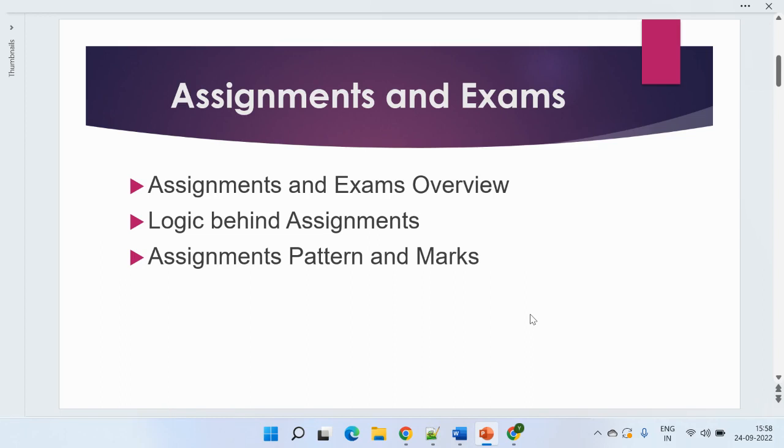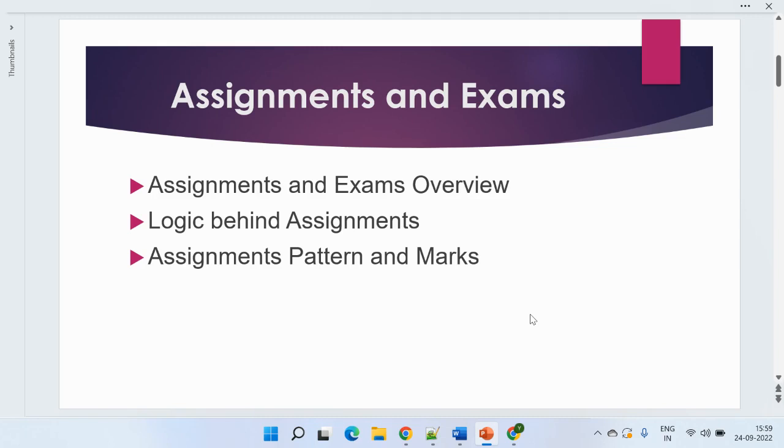The 100 marks are classified into two things. One is the assignments, and second is the exams. So the ratio between the assignments and exams is 30 is to 70. So 30 marks is for assignments and 70 marks is for exams, right?